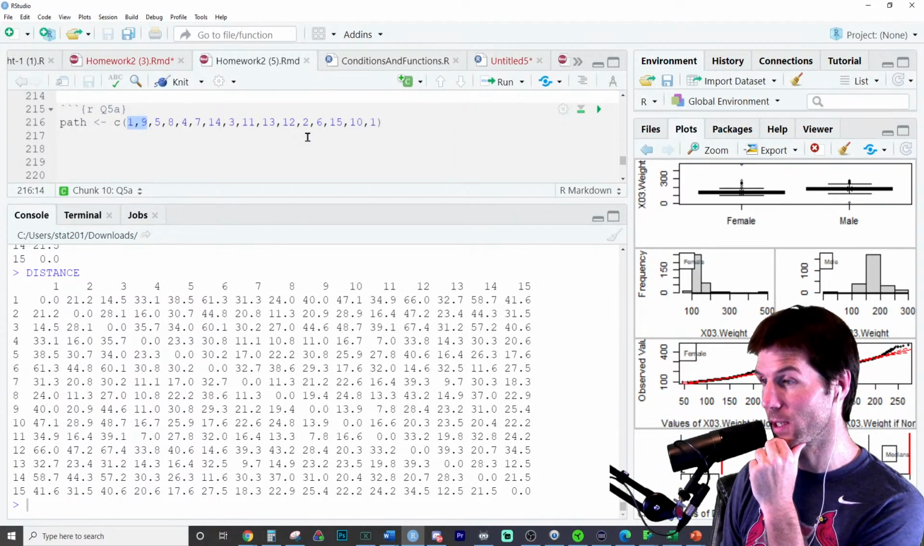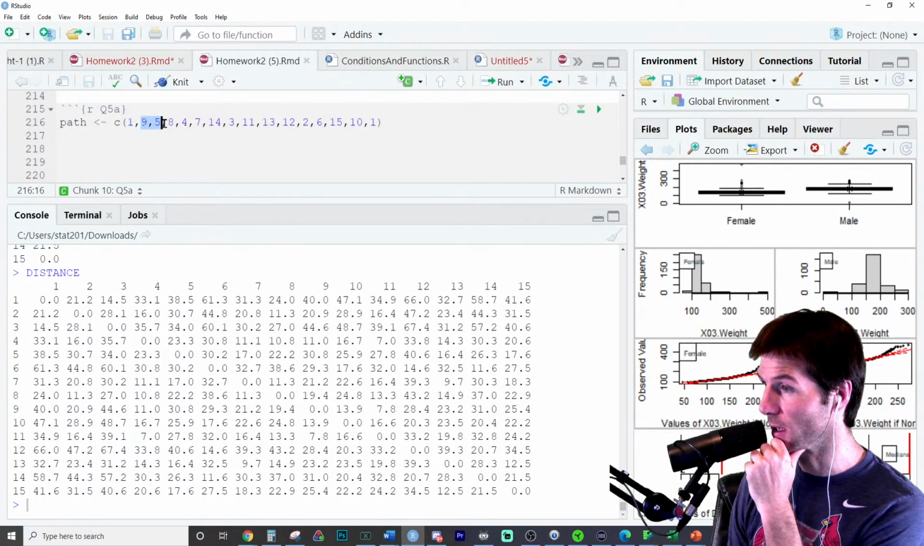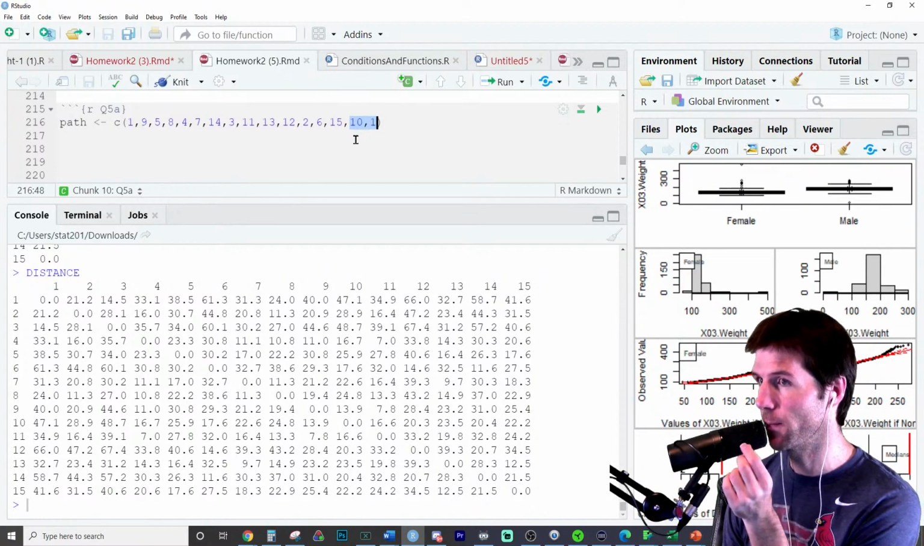The path is the path they're taking. So this truck driver is starting out in City 1 and driving to City 9. Once they get to City 9, they will drive from City 9 to City 5. Once they get to City 5, they'll drive from 5 to 8, and so on. Finally, the last portion of the trip is going from City 10 to City 11.